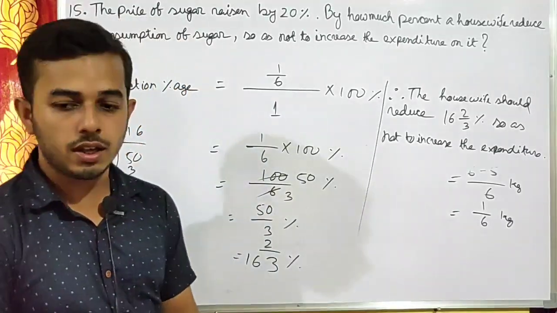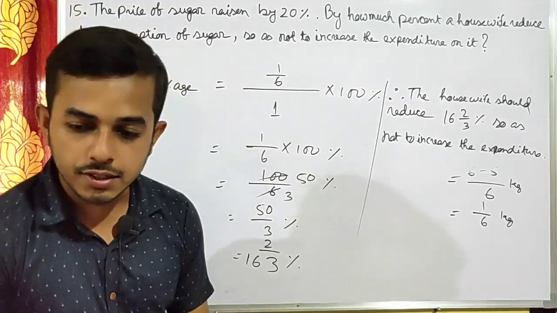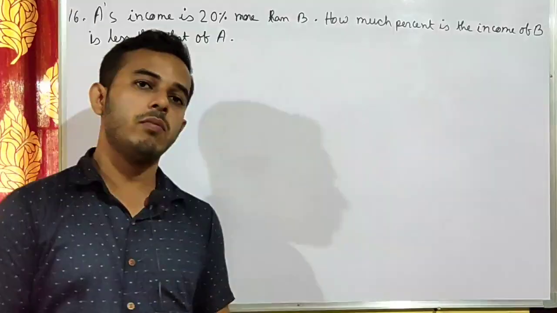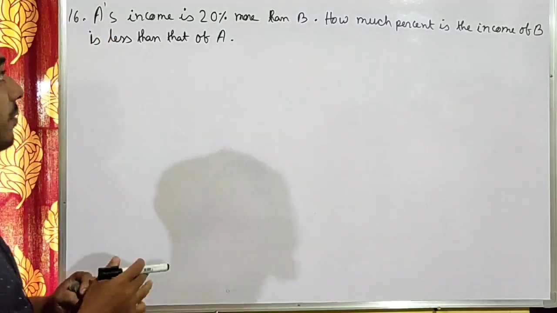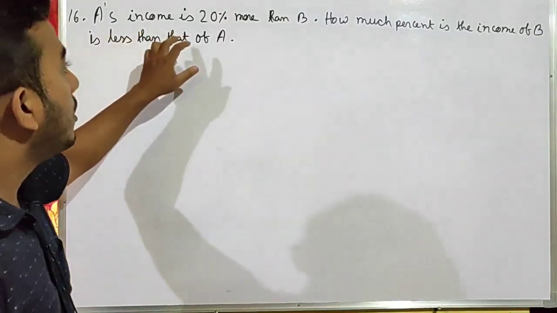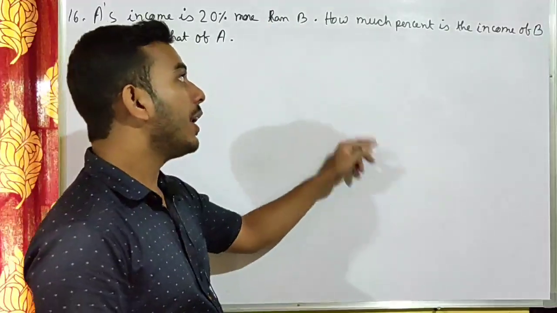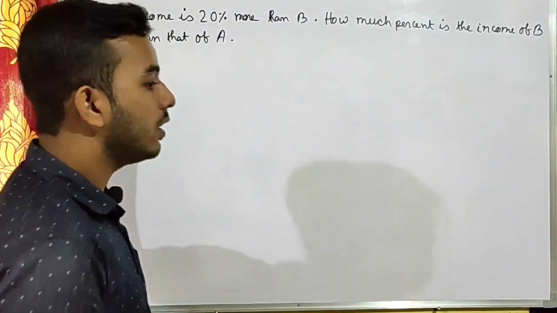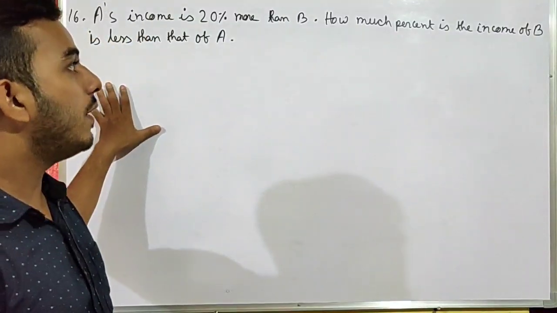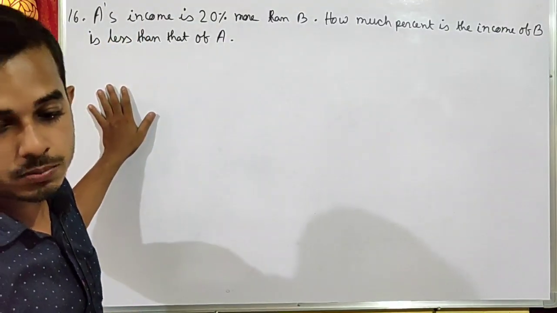Very good. Okay, so now let's move to our next question, question number 16. The question is about two men, A and B. A's income is 20% more than B. Now we have to find by how much percent the income of B is less than that of A. How to find it? It is the same as question number 7.